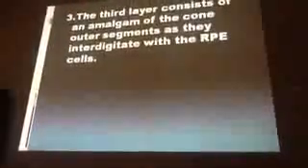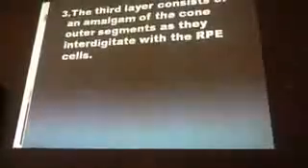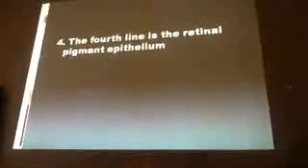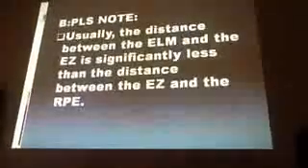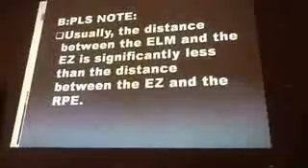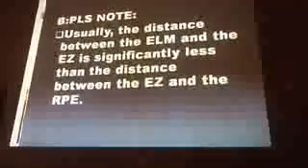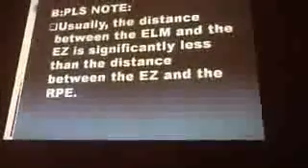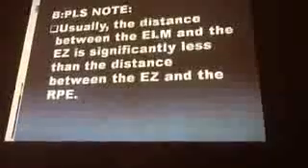Then the third hyperreflective line consists of an amalgam of the cone outer segments as they interdigitate with the RPE. So that's the third hyperreflective line. Now, the fourth one is the retinal pigment epithelium. Please note, usually the distance between the external limiting membrane and the ellipsoid zone is significantly less than the distance between the ellipsoid zone and the RPE. So if the distance changes, something is happening.